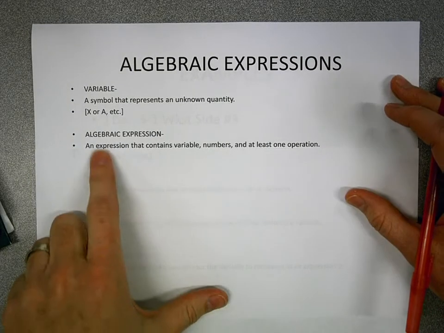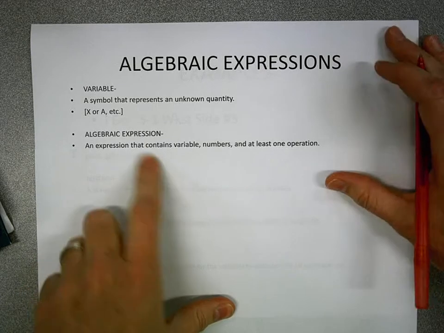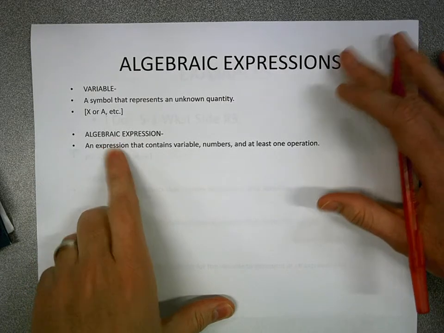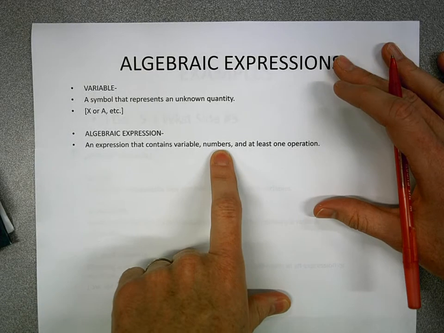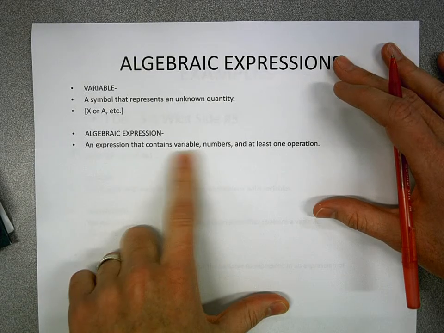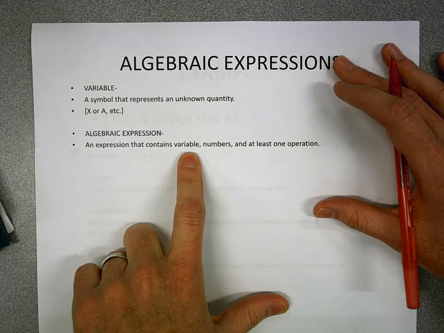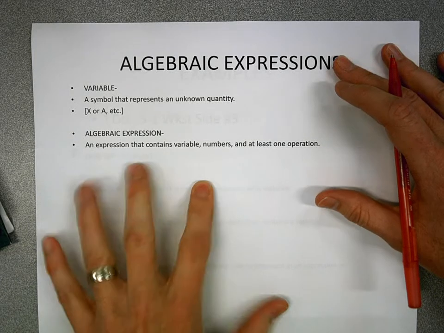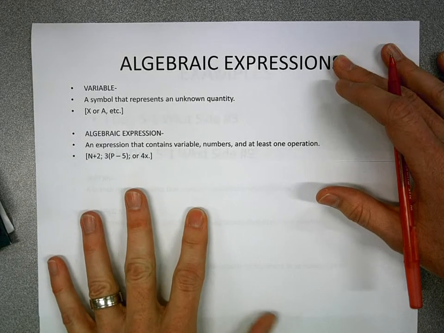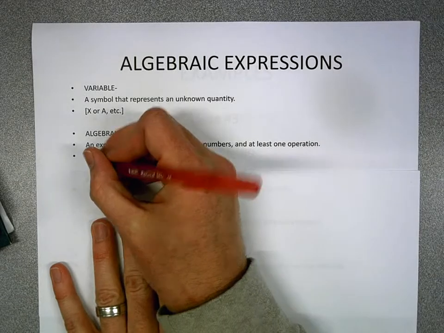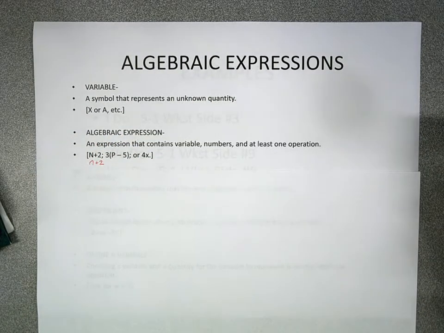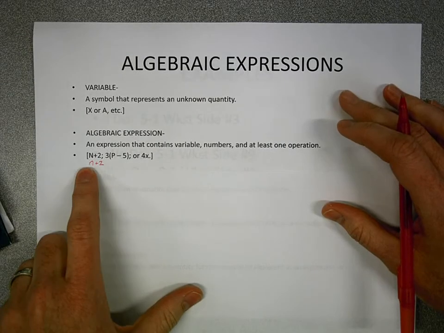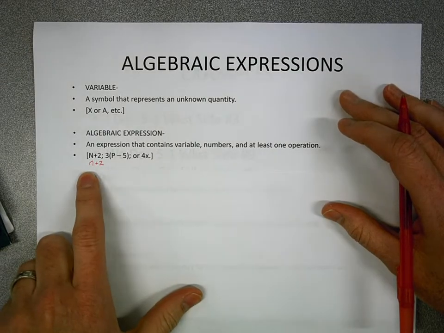So an algebraic expression, we talked about what an expression is, but now we've seen expressions with numbers and operations, and it's algebraic if it has variables in it. So here are some examples, and you could write this in lowercase as well. n plus 2. If you take a look, it has a variable, it has a number, it has an operation of addition. That would be an algebraic expression.